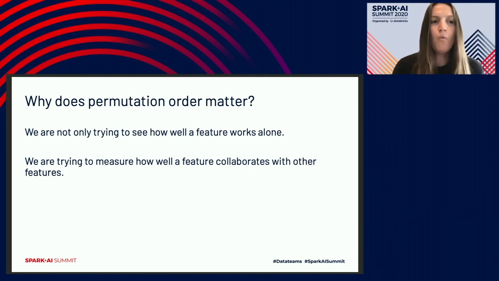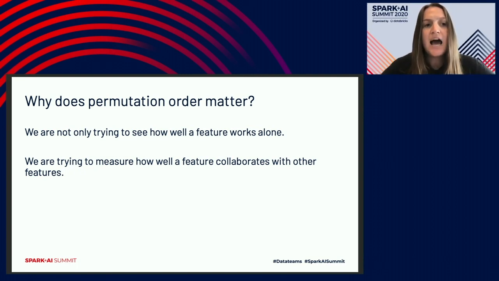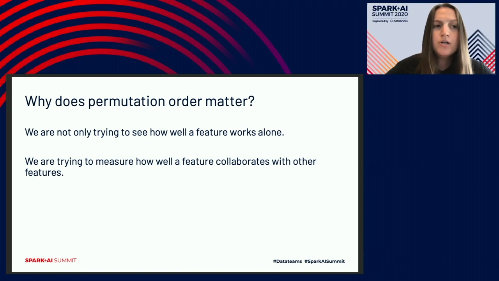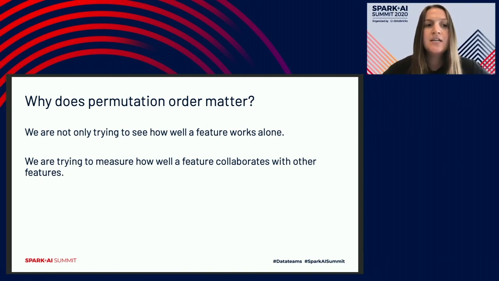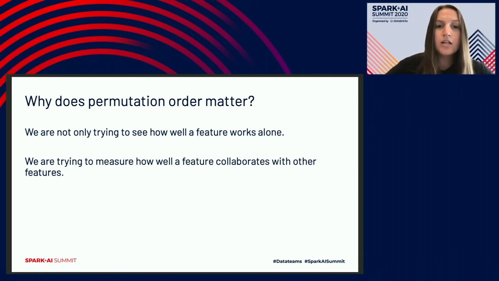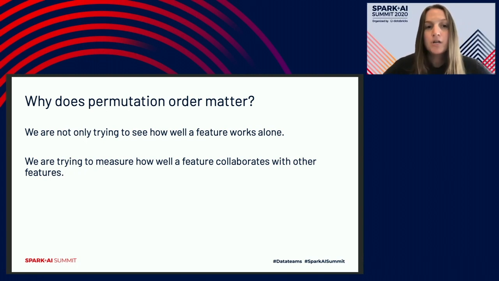So why does permutation order matter? Why are we summing over the permutations? So we're not only trying to see how well this feature works alone, we are trying to measure it with how well it collaborates with all other feature sets. So in order to do this, we need to manufacture all possible scenarios of how a feature can interact with another feature or feature set. So how can we do that? Permutations, orders matter.